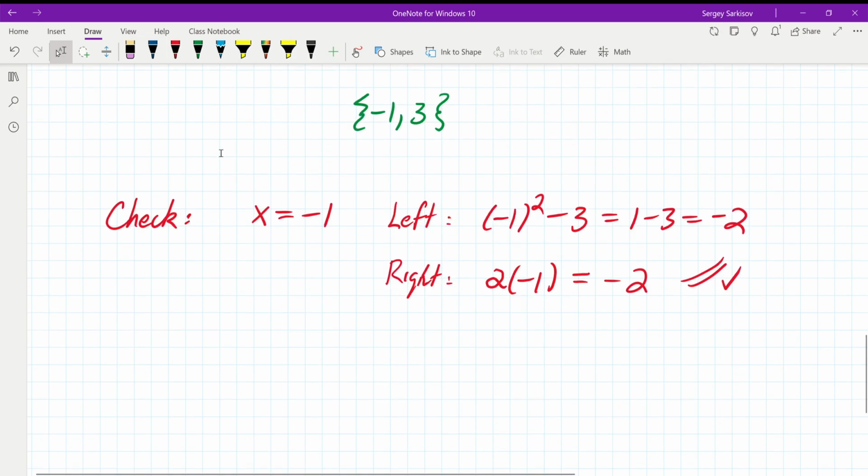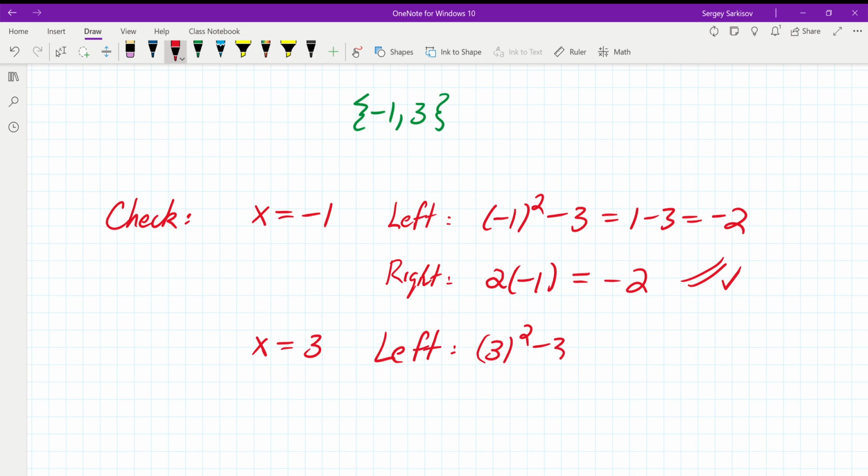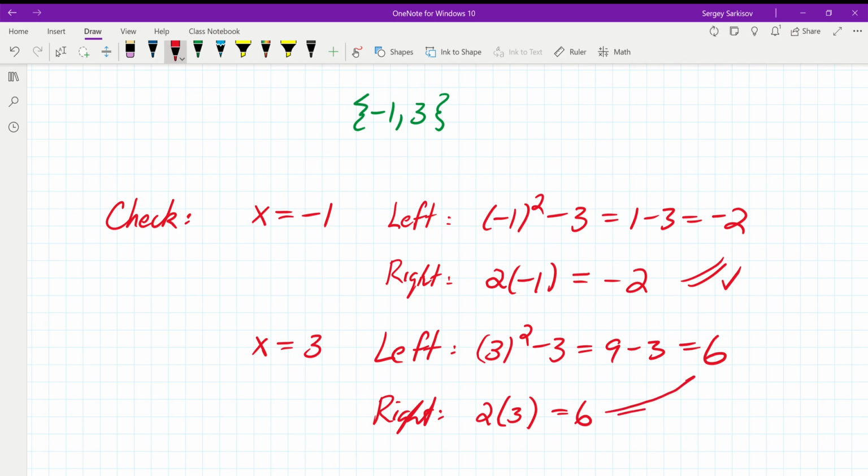When one works, it satisfies the equation and solves it, meaning the left and right sides, like a balance on a scale, would weigh out equally. Now x equals 3. On the left side, 3 squared minus 3 is equal to 9 minus 3, which is 6. On the right side we have double the 3, 2 times 3, that's a 6. They're equal to one another. Not surprising, hopefully. So yes, these solutions are working.